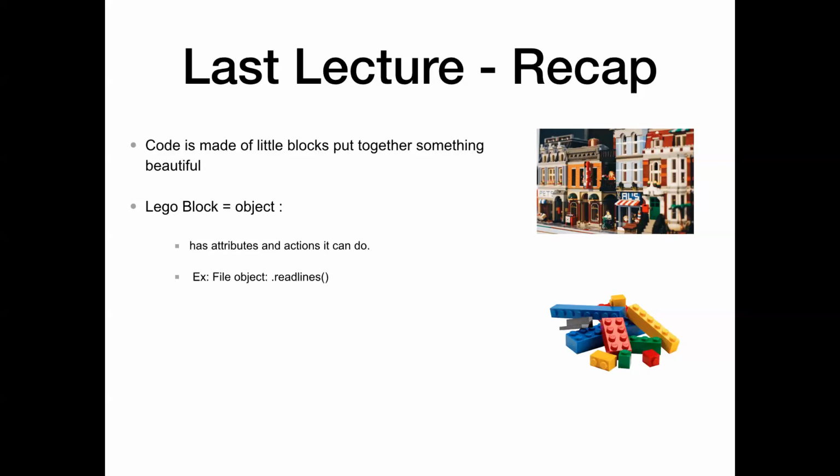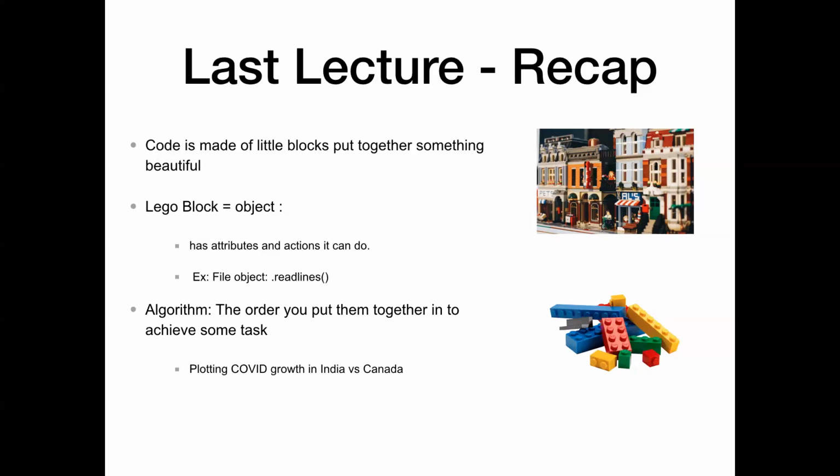For example, we talked about the file object, which comes with this action called read lines, which allows you to read lines. We talked about algorithm being the order in which you put them together in order to achieve some task. And then we talked about using this for plotting the COVID growth in India and in Canada. And that's what the assignment was. And it closely followed what we did in the lecture, barring some very minor variations that I'd added. We'll talk about that later in the class today. But yeah, that's basically what we had.